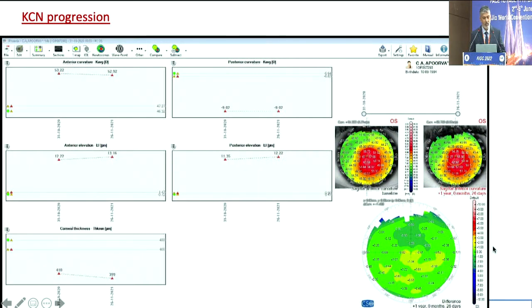You can also look at keratoconus progression. If you have two or more maps, then you can look at the difference maps between the tests, and you can also look at different indices. You can look at the anterior curvature, posterior curvature, anterior elevation, posterior elevation, corneal thickness, and look at the graph here whether there is an increase or a decrease. You can also look at the difference maps.